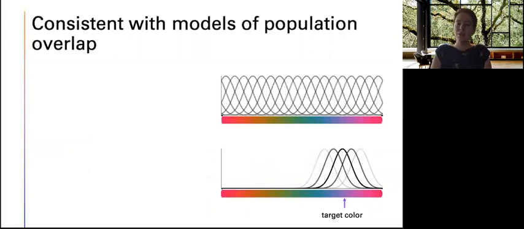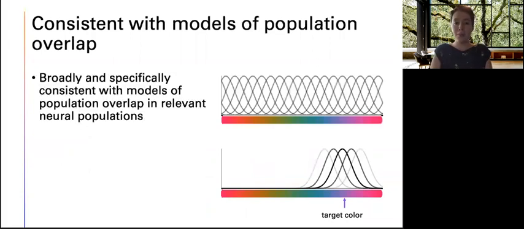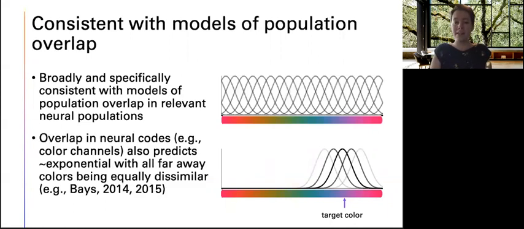Well, this exponential similarity function is consistent with models of neural population overlap and population coding. In fact, overlap in neural codes also predicts an exponential function with all faraway colors being equally similar. This is shown in the example here, as all faraway colors share no neurons with this target color of purple.